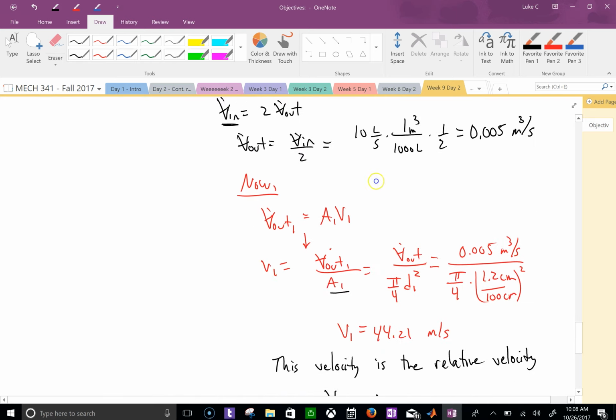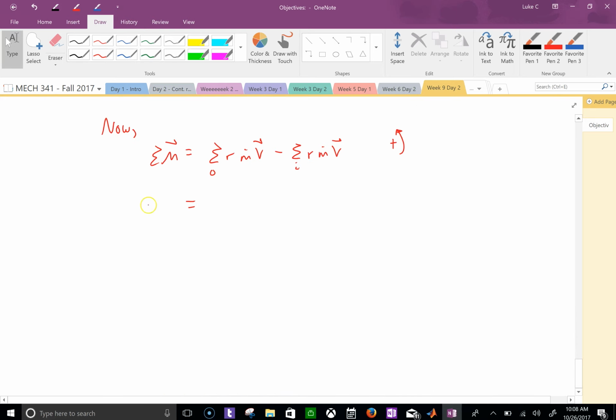So we have negative T, right? And then we have minus r1, there's 2 of them, right? m dot 1, v of the jet 1, plus negative r2, m dot 2, v2 of the jet. What does that mean? I'll go back up to the sketch and show you. It's the moment that's negative.